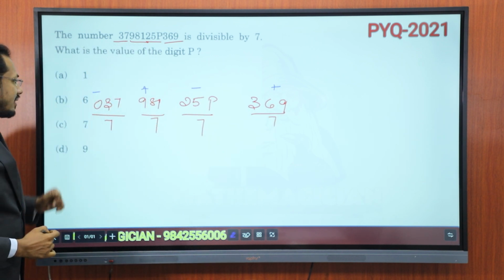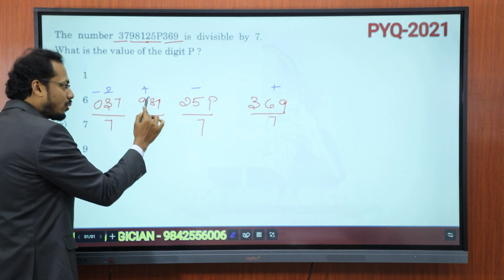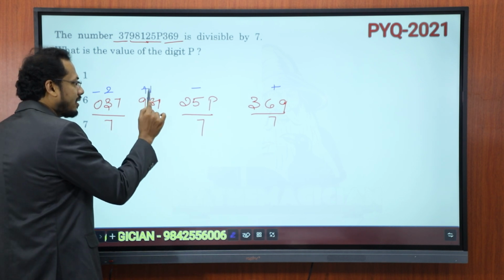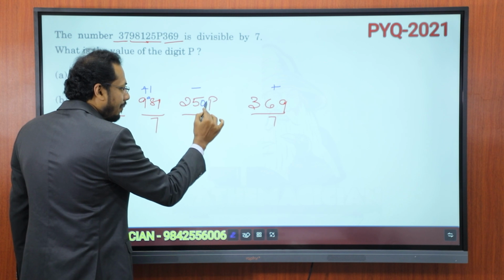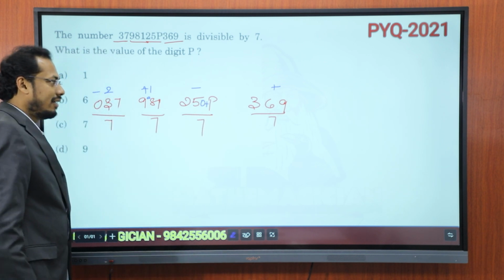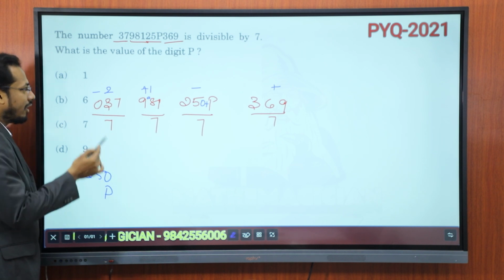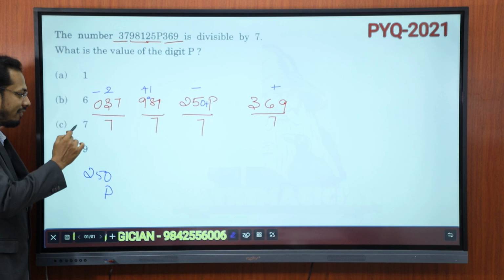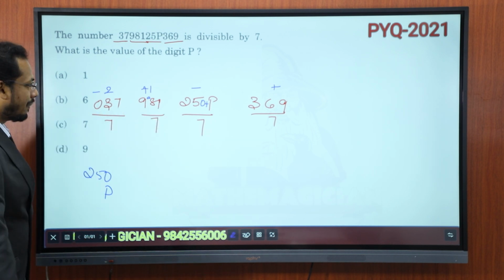Now, 7 5s are 35, remainder is 2. 9 we had 1 7, remainder 2, 28. 28 is divisible by 7, so remainder is 1. Next, let us take 250 plus P, right? If we had 250, I don't know the P value. If P value is 1, it will be 251. P value is 6, it will be 256. P value is 7, 257. That's it. So let us take 250 plus P.